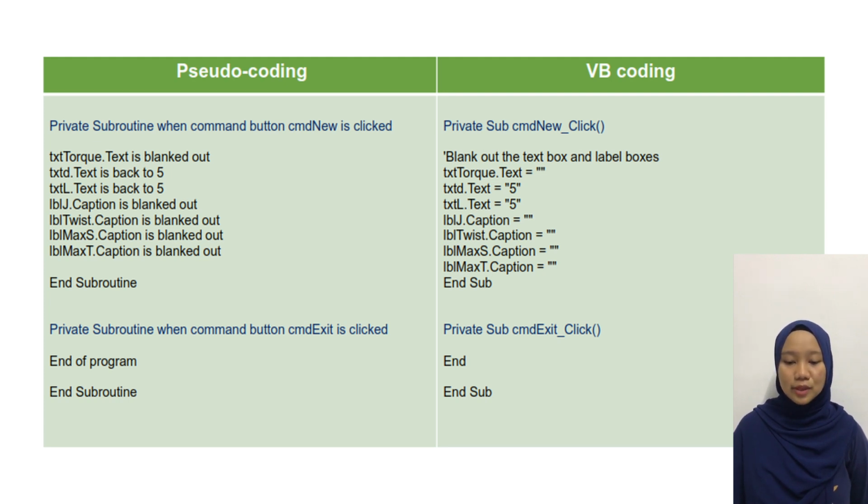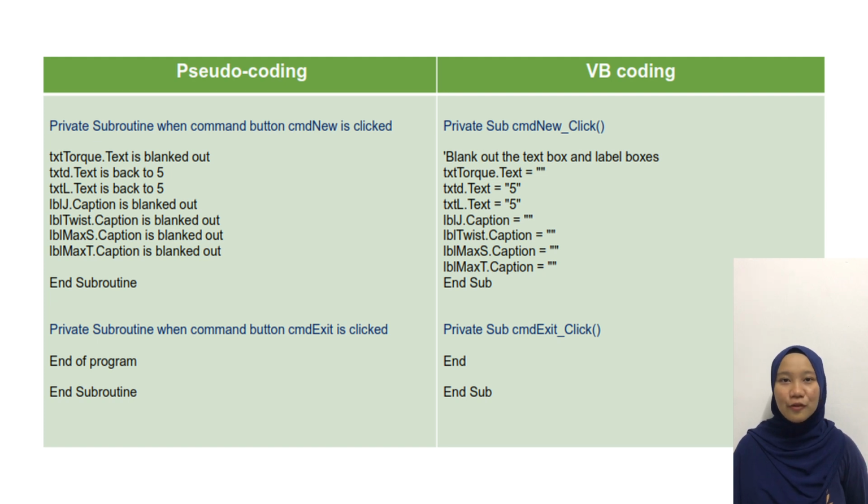And for the VB coding, private sub cmd new underscore click open bracket close bracket, blank out the text box and label boxes. txt.text is equal to double apostrophe, txtd.text is equal to 5 double apostrophe, txtl.text is equal to 5 double apostrophe, lblj.caption is equal to double apostrophe, lbltwist.caption is equal to double apostrophe, lblmaxs.caption is equal to double apostrophe, lblmaxt.caption is equal to double apostrophe, and end sub.